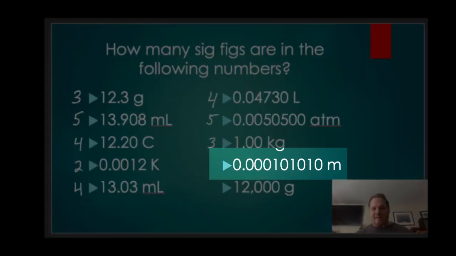All right, wait a second. Nothing significant, nothing significant. Start counting. 1, 2, 3, 4, 5, 6 sig figs in that guy. So all of these ones here are the significant figures. The zeros to the left of the first non-zero number are not significant.